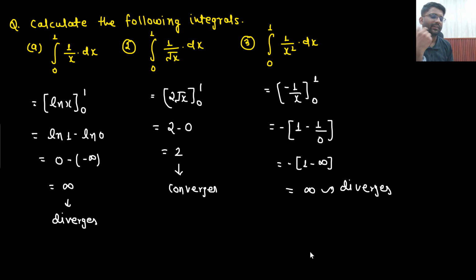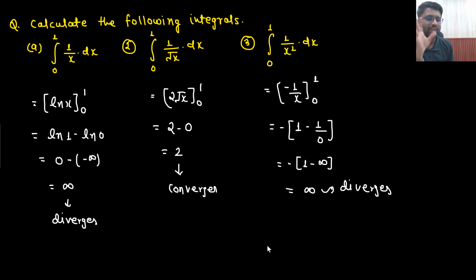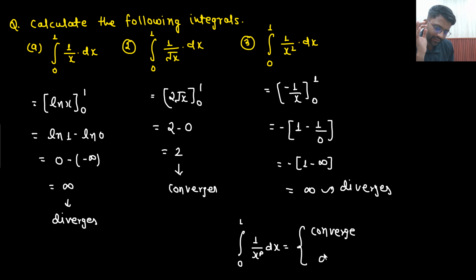So what did you understand? When p equals 1, no matter what the limit is, it was always diverging. So p equals 1 is not changing. But if the limit is going from 0 to 1 of 1 by x to the power p dx, then sir, two scenarios again, converge and diverge. But this time it would change.